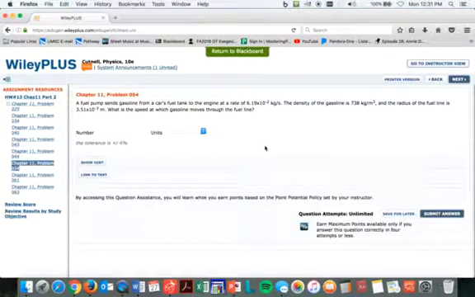Okay, a fuel pump sends gasoline from a car's fuel tank to the engine at a rate of 6.19 times 10 to the negative 2 kilograms per second. Okay, so that's the mass that's going.